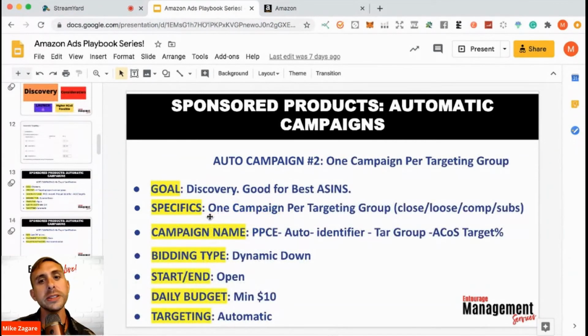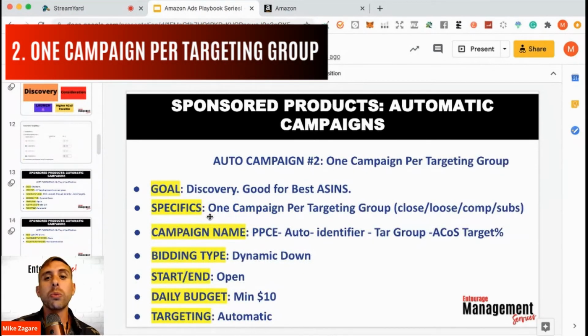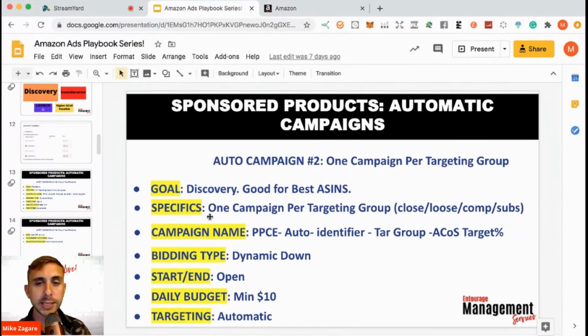Okay, next. This is the second auto campaign. This is one campaign per targeting group. So now think about this. The last campaign, we had all the targeting groups inside of one ad group. That could be good if you have some products that maybe aren't your favorite, your best sellers, but you still want to learn all about that product. You still want to get some information on those products. This campaign is good for your best sellers because we're going to be breaking it down to 4 different campaigns per SKU, and we're going to break it down by the targeting group.